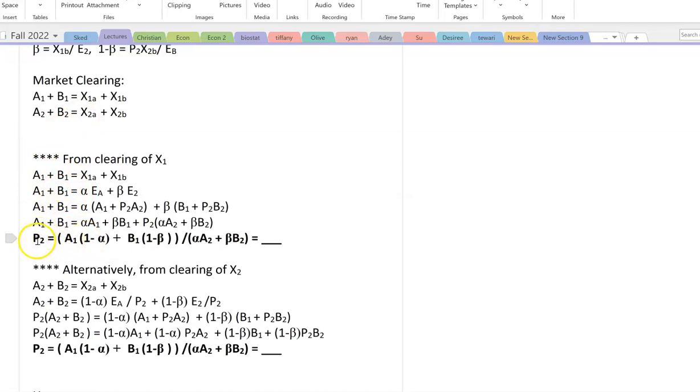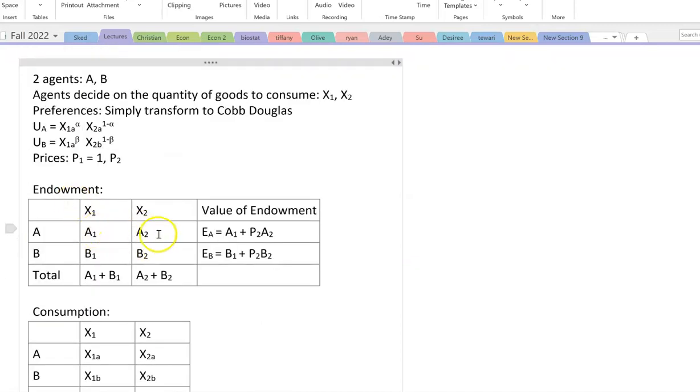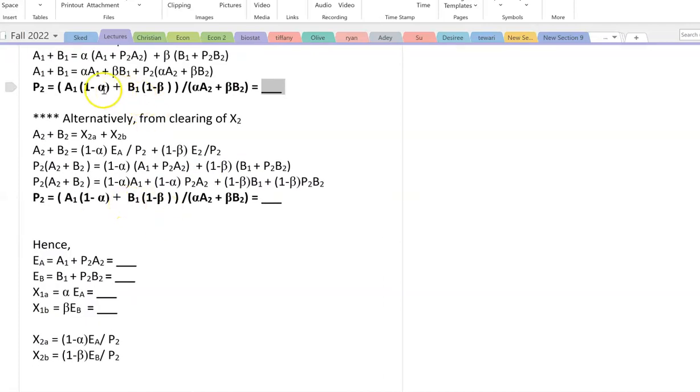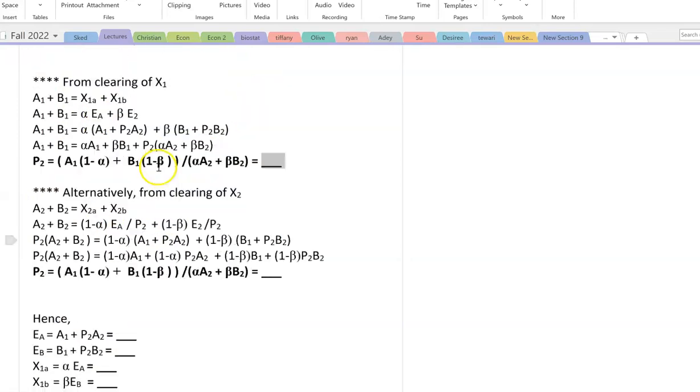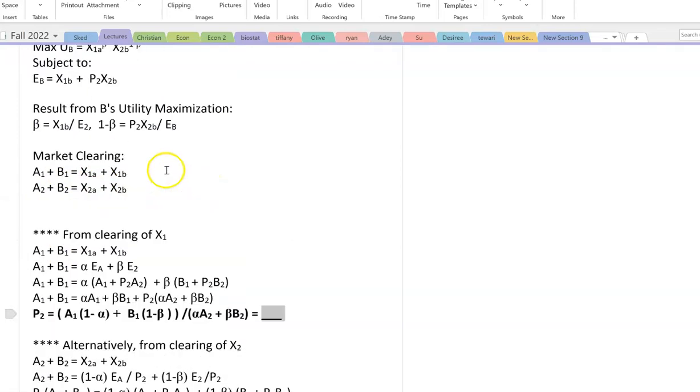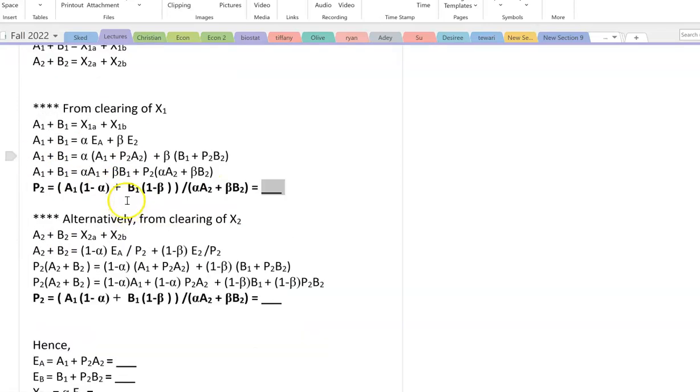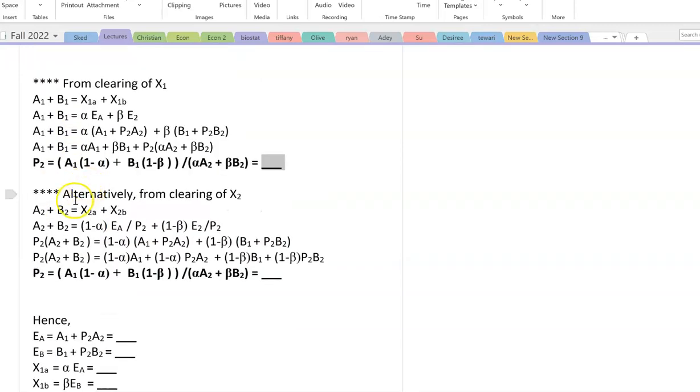So P2 is a function of A1, B1, and alpha and beta. It will be equal to this. So if you are given some values of A1, A2, B1, and B2, then you just plug them in here, and then you'll get that. Alternatively, if you get the market clearing condition from X2, you'll also arrive at the same relationship of B2.